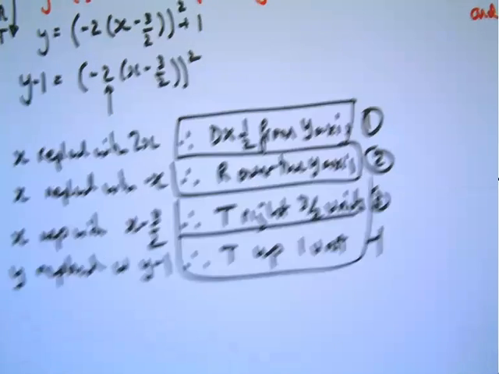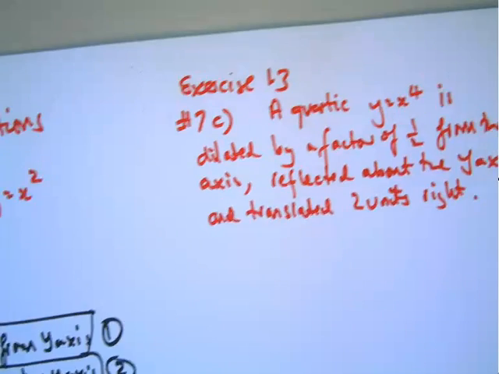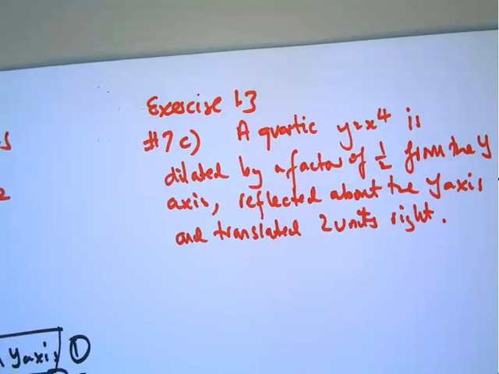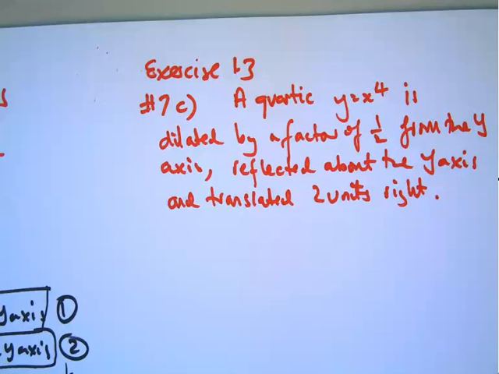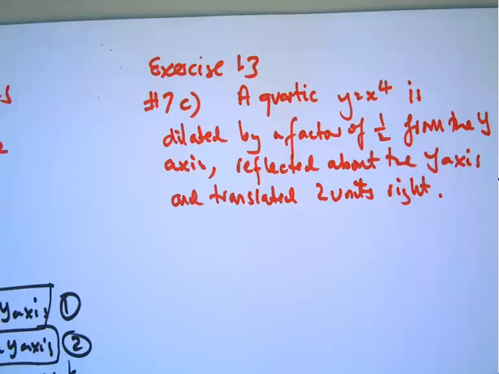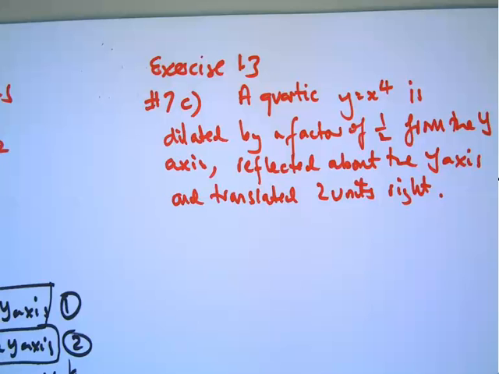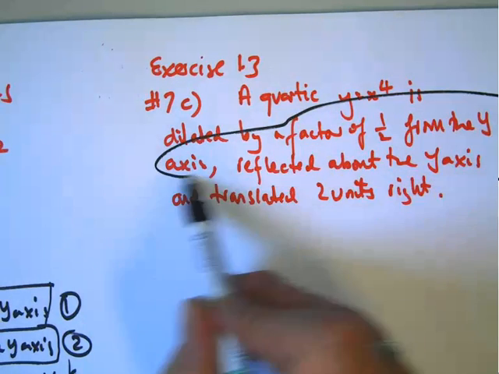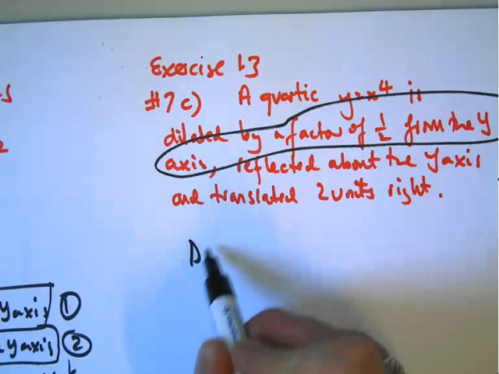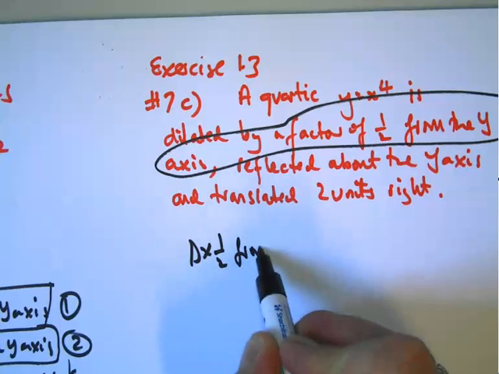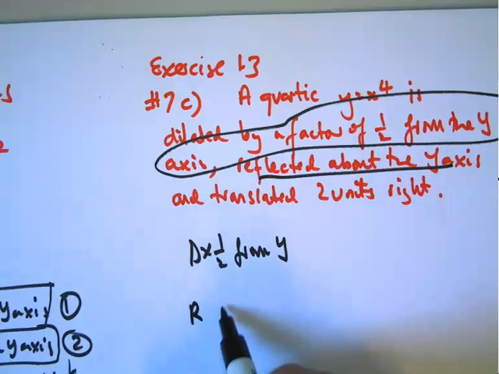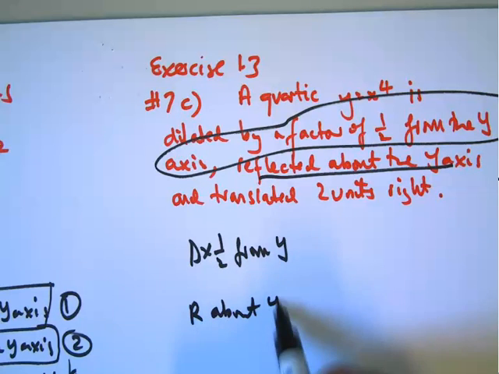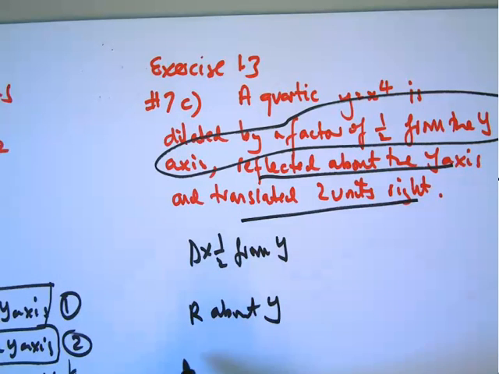Another question in exercise 1.3 comes out of 7c. A quartic y equals x to the power of 4 is dilated by a factor of 2 from the y-axis, reflected about the y-axis, and translated to the right.